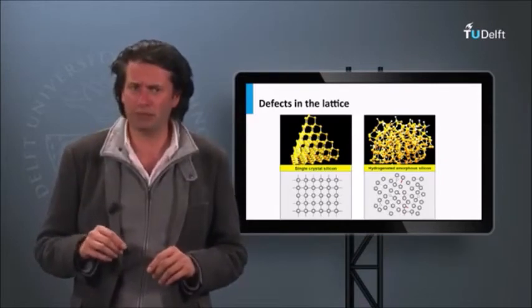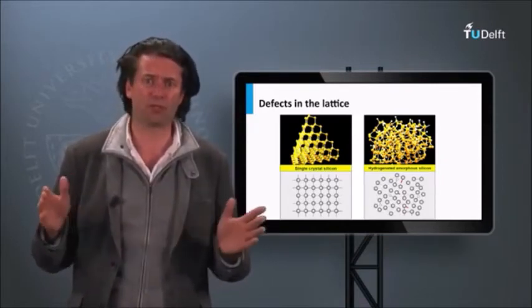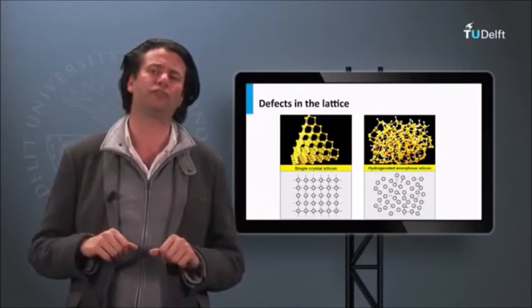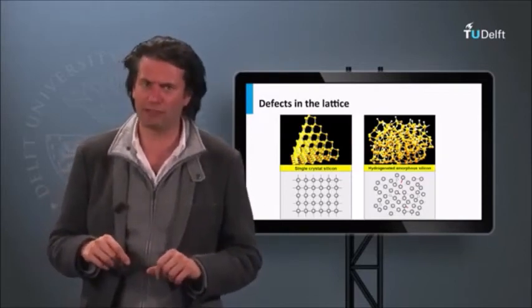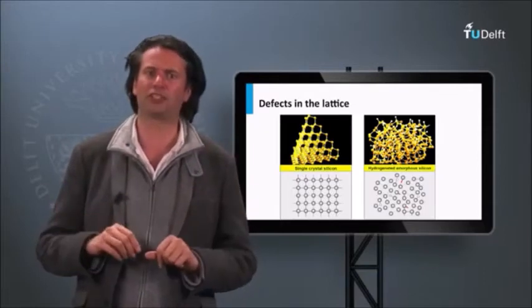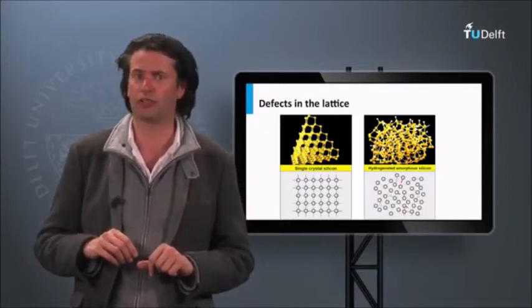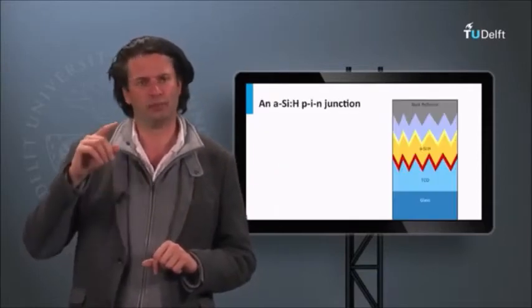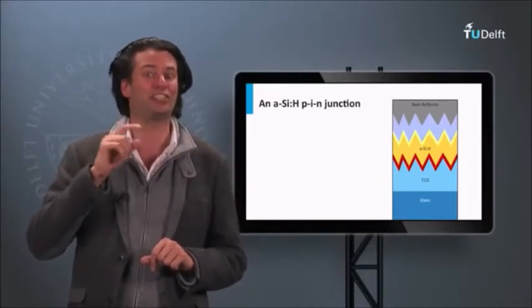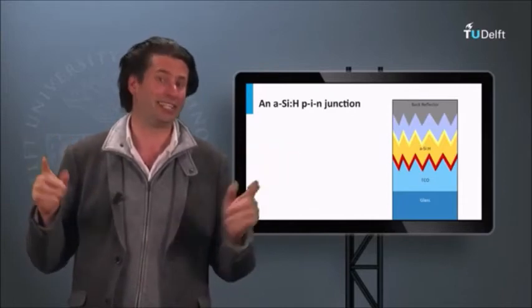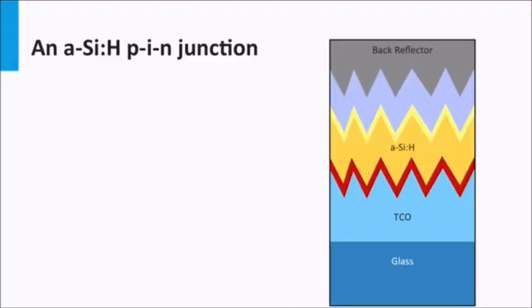This means that the transport of charge carriers in a thick absorber layer cannot rely on diffusion. A typical amorphous silicon solar cell is therefore not based on a p-n junction like the wafer-based crystalline silicon solar cells. The amorphous silicon solar cell is based on a pin junction. What is a pin junction?